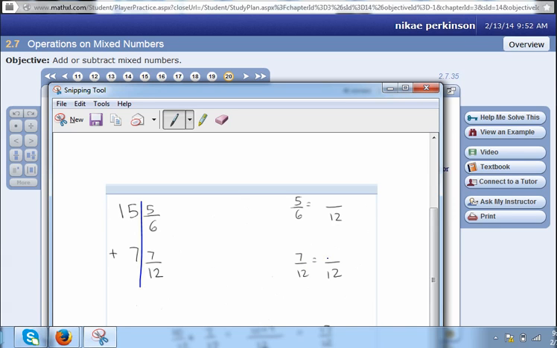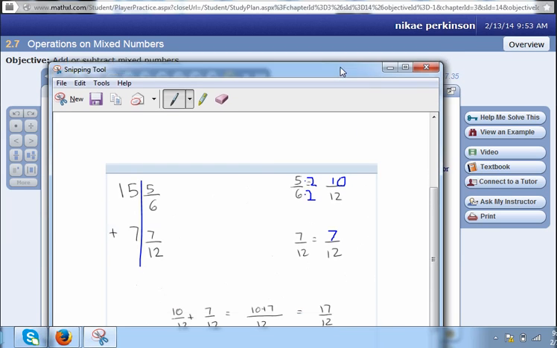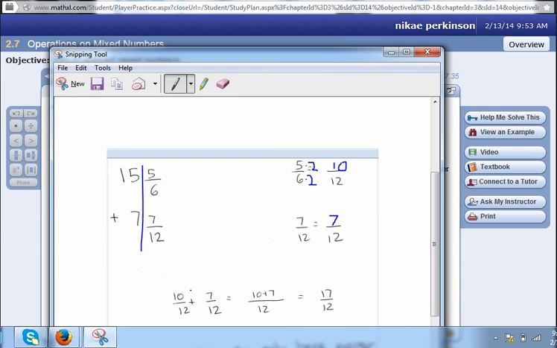So 7 over 12 would be 7 over 12. It already has the least common denominator as its denominator. But to get 6 to 12, I've got to multiply by 2. So I multiply the numerator by 2 as well. So 5/6 is the same as 10 over 12, but now I have the same denominators. So now I'm going to add these two fractions. 10 over 12 plus 7 over 12 is equal to 17 over 12.